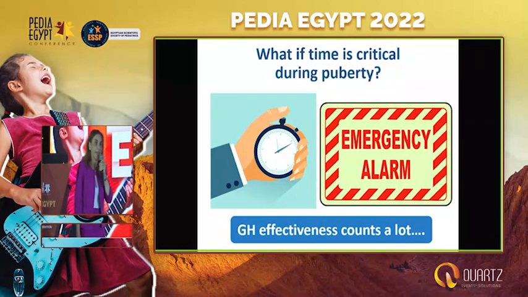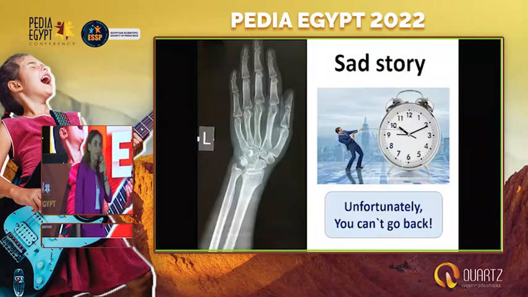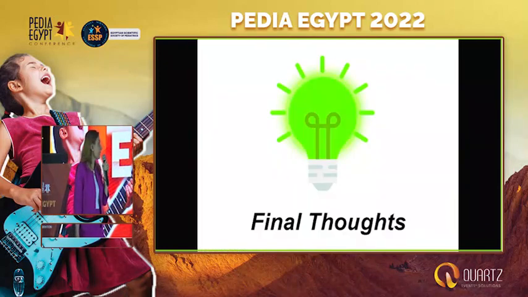We need to be fast. And in such a condition, growth hormone effectiveness means a lot in such children. And sometimes we need to buy the time, because if you don't have time, you might be stuck in this very sad story that I see a lot. An adolescent coming after epiphyseal closure, and unfortunately, you cannot go back with the time. I won't be able to help him if he reaches the stage of complete epiphyseal closure.